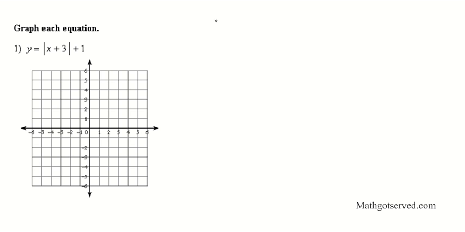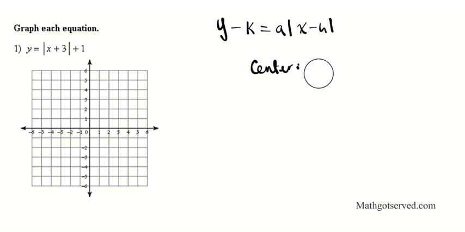The general form for absolute value functions is y minus k equals a times the absolute value of x minus h. So just note that to find the center, or the vertex, you just take the opposite of the number next to x, which is h, and the opposite of the number next to y, which is k. So that goes to your vertex.